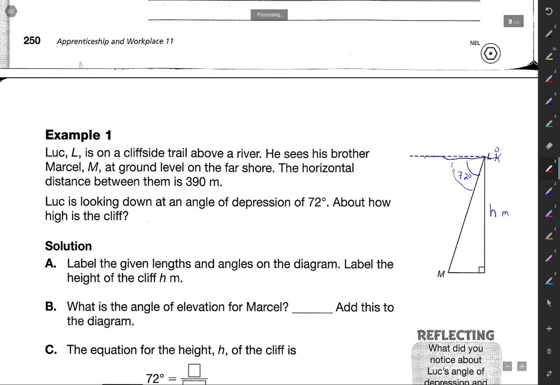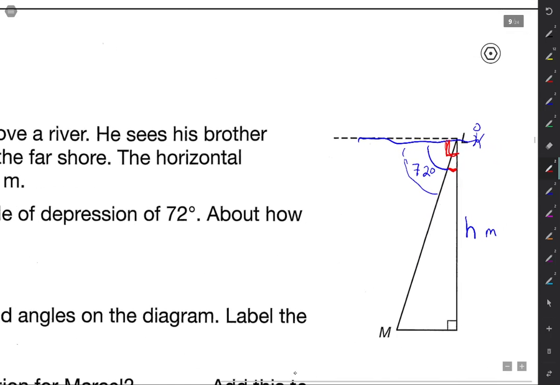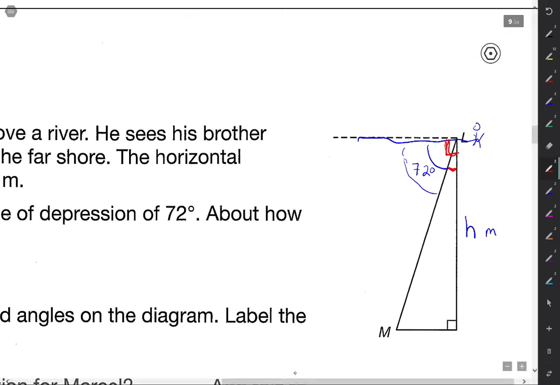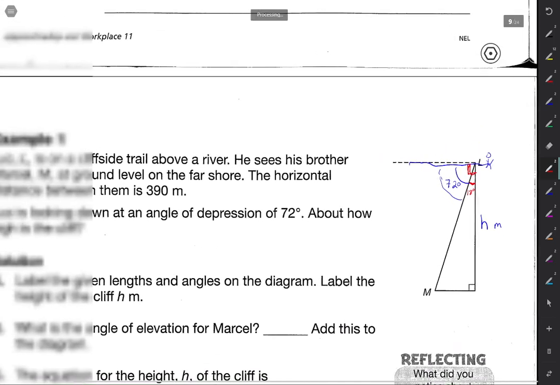Then if we do that simple math again, we know that this is 90 degrees. So this little angle in here needs to add up with 72 to get 90. So that would be 18 degrees.